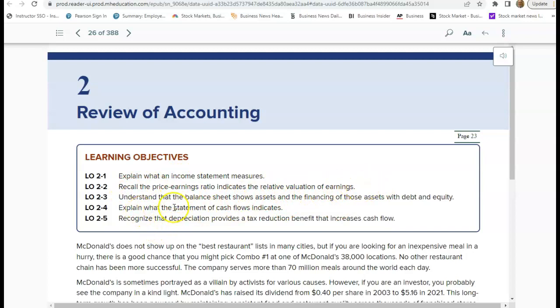We're going to understand that the balance sheet shows the assets and financing of those assets with debt and equity. That's a real important thing to look at. I think of balance sheets as being the financial condition of the company at a point in time. An income statement measures the performance of the company over a period of time. So a balance sheet is a point in time; income statements and cash flow statements are over a period of time.